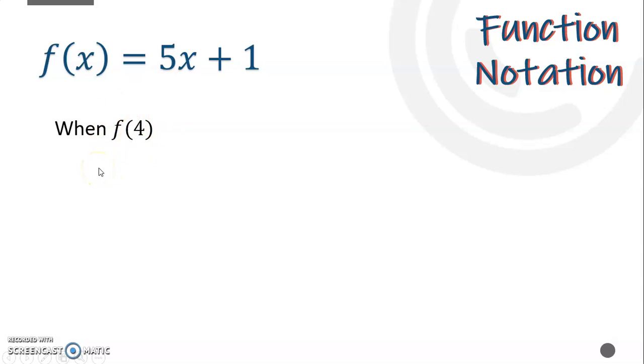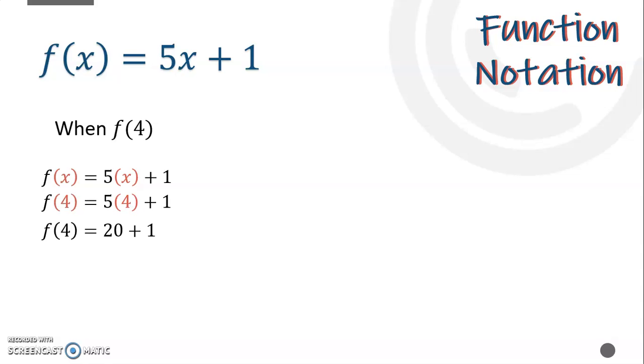So what I need to change in here, I don't need to change all the f of 4. I just need to change the value I have in the x. That's the reason why I need to substitute the values of all the x I have in here by a 4. And I have f of 4 equals 5 times 4 plus 1.